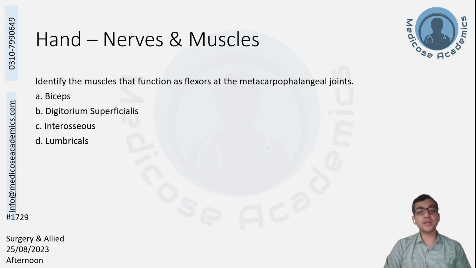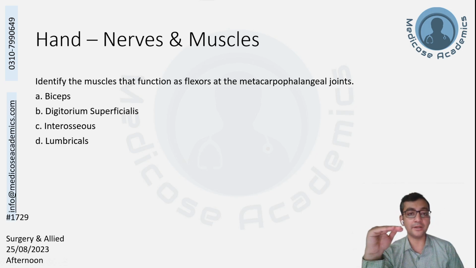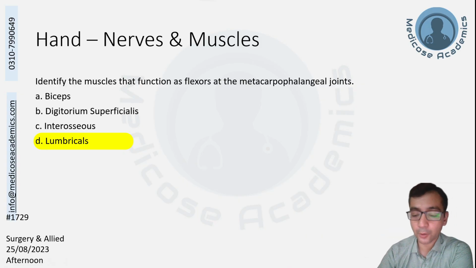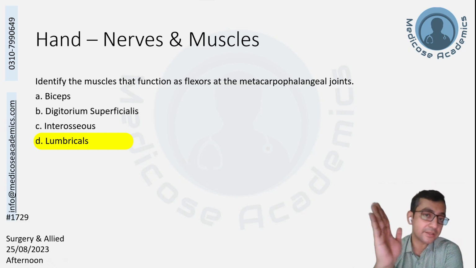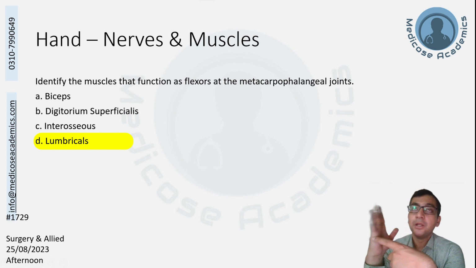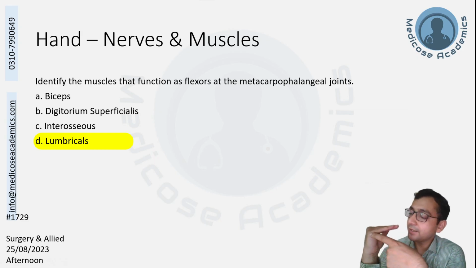Identify the muscle that functions as a flexor at the metacarpophalangeal joint. So this is flexion of the metacarpophalangeal joint. That flexion is due to lumbricals and interossei. And when both of them are given in the options, pick lumbricals as they are more prominent in doing that. So this can help you remember the function of lumbricals. It is doing flexion at the metacarpophalangeal joint and extension at both the interphalangeal joints.